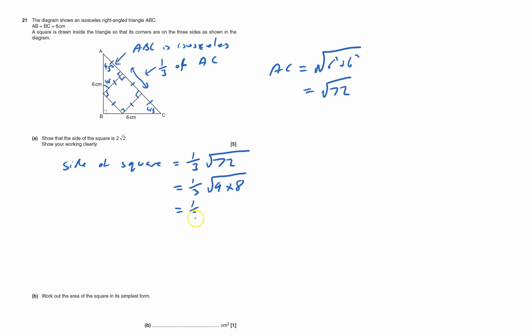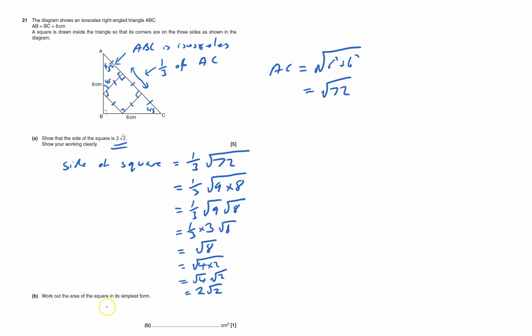And so that will be 1/3 of root 9 times by root 8, which equals 1/3 times square root of 9 is 3 times root 8. 1/3 of 3 is 1, so it's just root 8. But root 8, I can also simplify that because that has a square number in it. That is root of 4 times 2, which equals square root of 4 times the square root of 2, which equals 2 root 2. And that's what I wanted to show it equaled. So I've got my 5 marks. I'll show you a simpler way in just a moment.